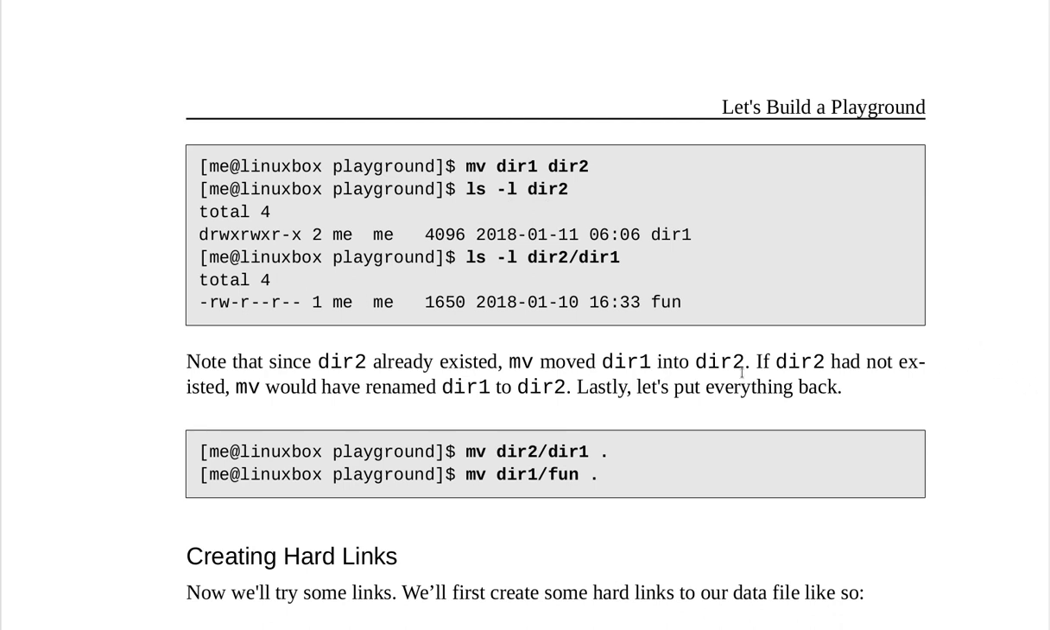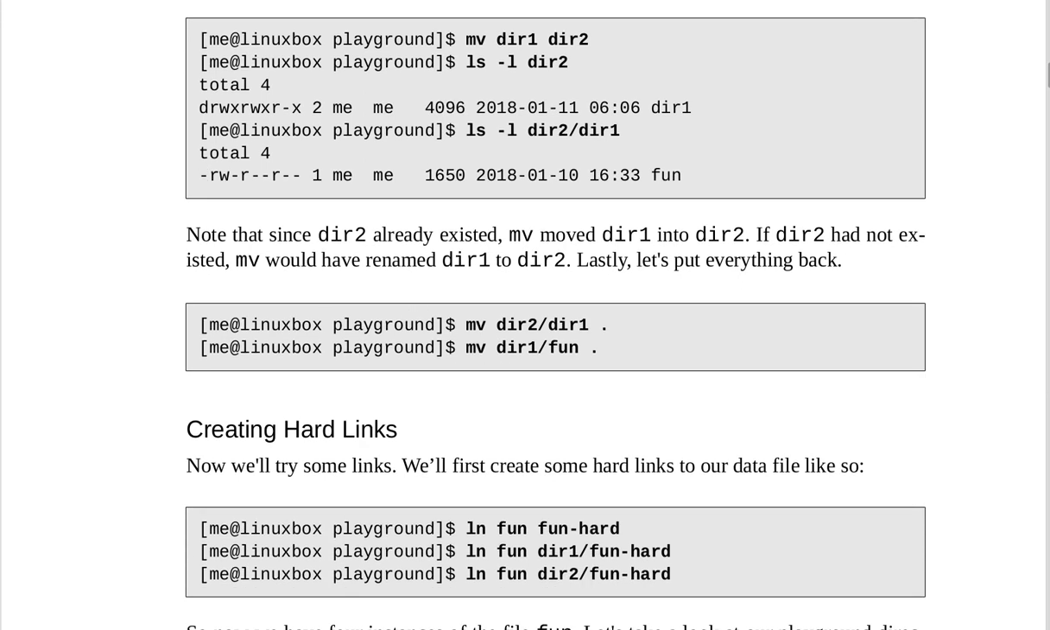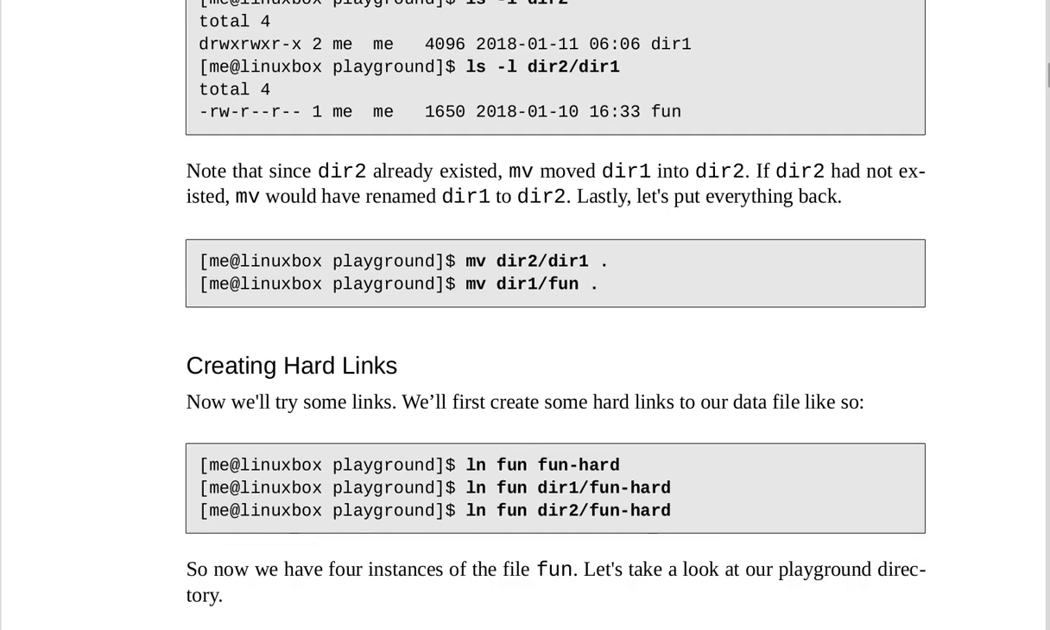Then ls -l dir2/dir1. Note that since dir2 already existed, mv moved dir1 into dir2. If dir2 had not existed, mv would have renamed dir1 to dir2. Lastly, let's put everything back. mv dir2/dir1 space period. mv space dir1/fun space period.